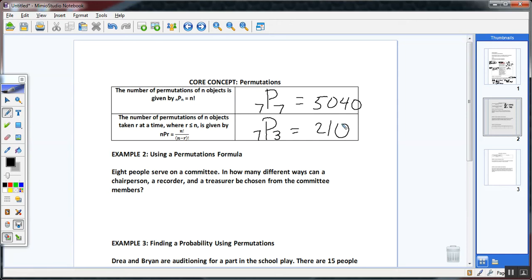Where's the 8 coming from? The 8 people that I want to arrange. And of the 8, we're only going to arrange how many? 4. A chairperson, a recorder, and a what? 3.